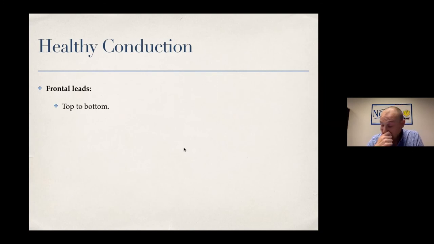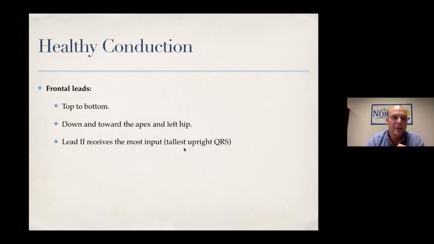So the way healthy conduction works in a heart is the frontal leads, like we said, look from top to bottom. And in a healthy heart, say a teenager without any kind of cardiac problems, the impulse will leave the AV node and travel down towards the left hip. Typically, they stay at a 60 degree angle, and that ensures depolarization through the bundle of His and up through the Purkinje fibers and ensures contraction.